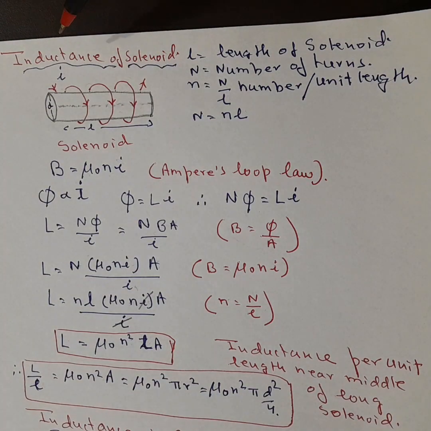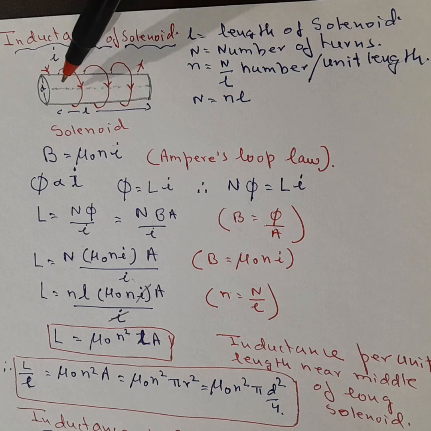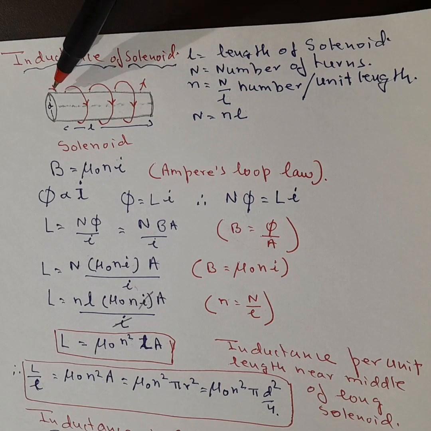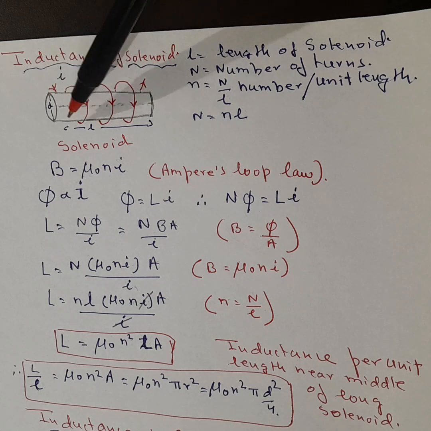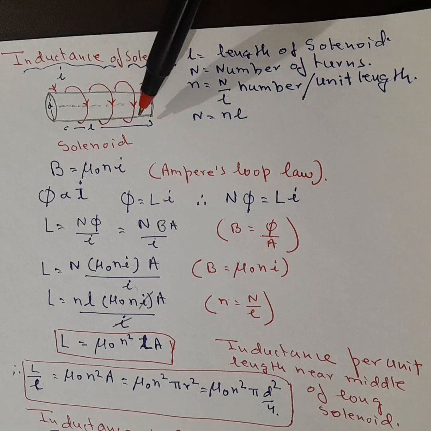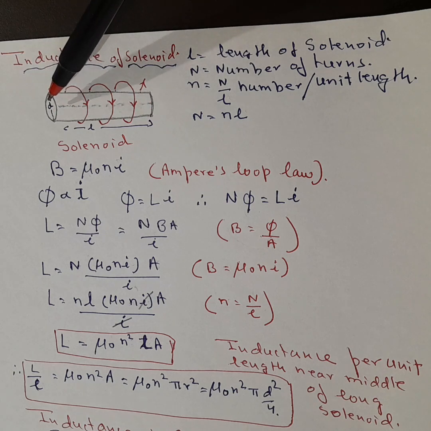Let's try and understand inductance of a solenoid. Okay, this is a solenoid. It's a metal tube with a current carrying coil wound around it. This is the direction of current in which it's flowing, I, this is the length of the solenoid, and this is the diameter of the solenoid.